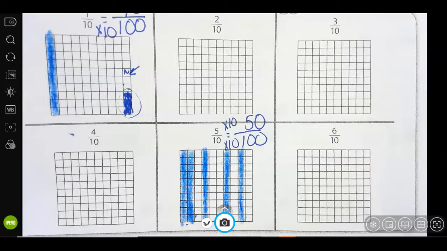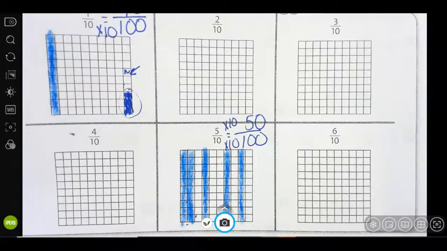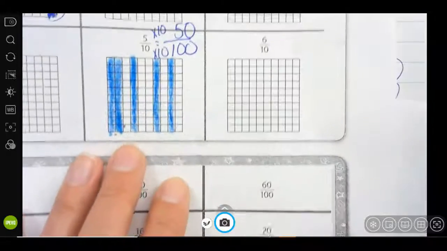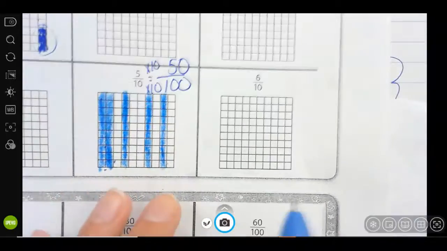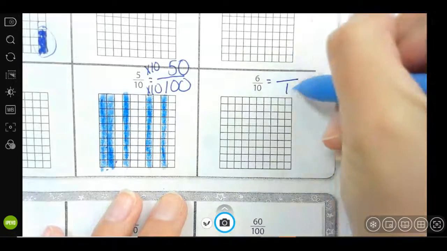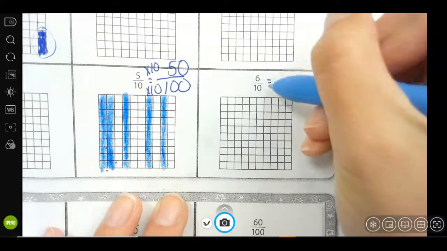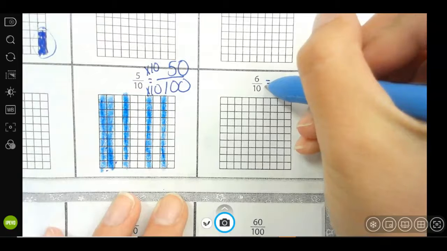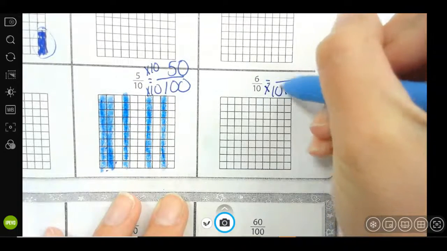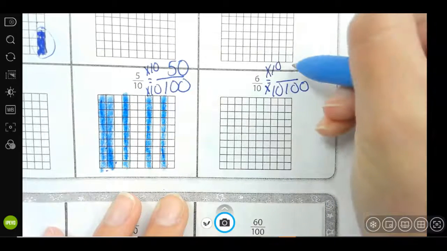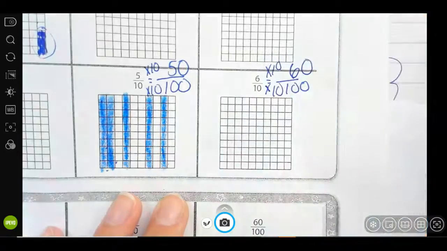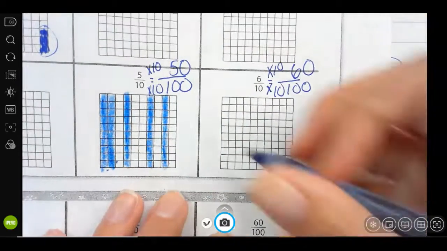I'm gonna do one more with you guys. Which one should we do? I guess we can do 6. Okay. 6/10 has to have a denominator of 100. Colin, how do I go from 10 to 100? What do we do? So 6 times 10 is going to give us what, Colin? 60. So how many of these little blocks do we got to color in? 60, yep.